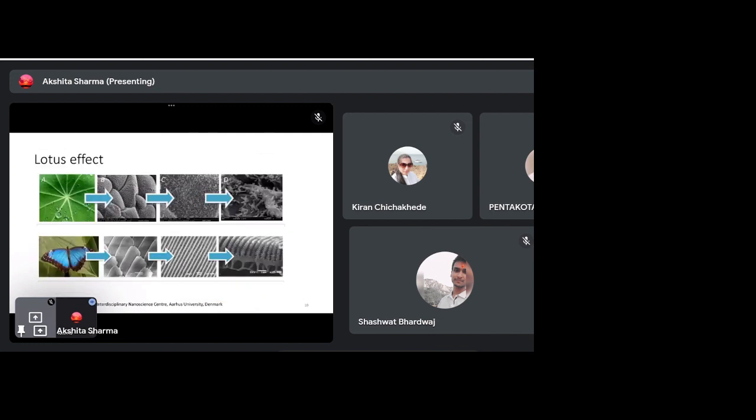Lotus effect. This is also an example of natural nanomaterial. Has anybody witnessed a lotus effect? Can you see the picture and explain what I'm trying to explain in this picture A? Yes. Do you know what is the specialty when a droplet of water falls on the lotus leaf? Anyone?